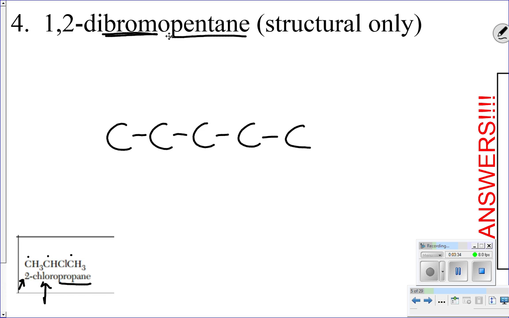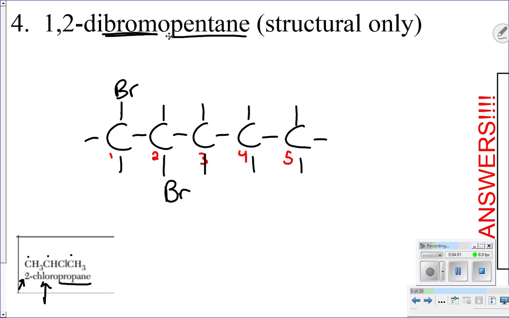5 carbons in a row. I'm going to choose to number from left to right, which would make this carbon 1, 2, 3, 4, 5. I have to attach 2 bromines, one at carbon 1 and one at carbon 2. These bromines can go up or down, doesn't make any difference. Then I need to fill in my bonds so each carbon has 4.